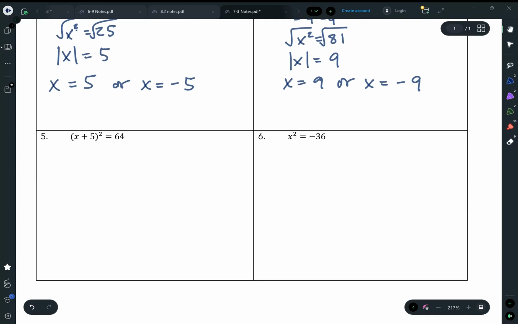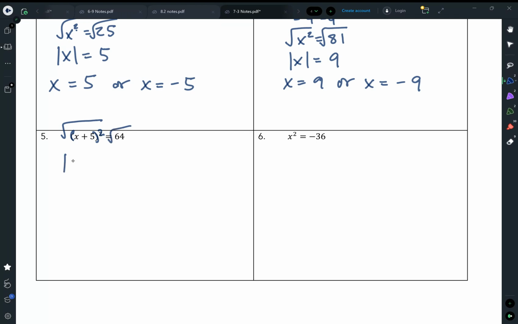For number 5, my squared quantity is already by itself. I have some stuff in parentheses, square is on the outside. So my first step, if I have a square, my inverse operation is a square root. Just like if I have adding, I need to subtract on both sides, or if I'm multiplying, I need to divide both sides. So because I have this quantity being squared, I need to take a square root. So the square and the root, we know, make an absolute value. So now I have absolute value of the quantity x plus 5. On the other side, square root of 64 is just 8.